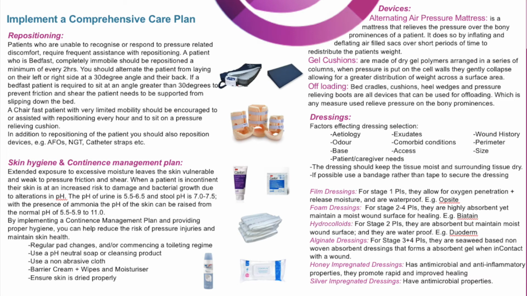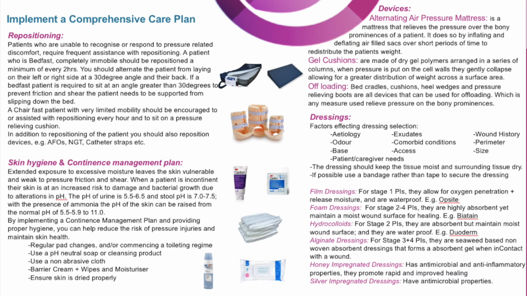Types of dressings include a film dressing for stage 1 pressure injuries. They allow for oxygen penetration and release of moisture, and are waterproof. For example, an OpSite. Foam dressings for stage 2 to 4 pressure injuries. They're highly absorbent yet maintain a moist wound surface for healing. An example of a foam dressing is a Biatain.